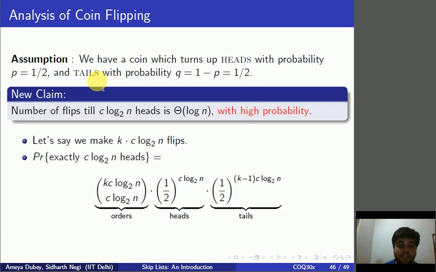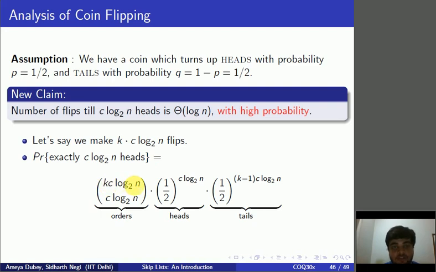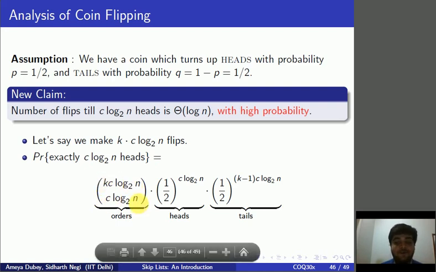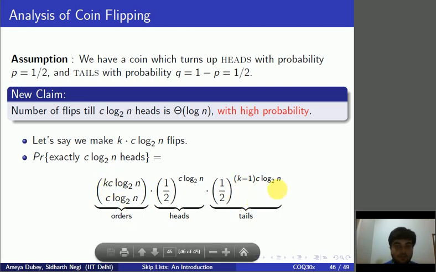Now the probability that we have exactly c log n heads is fairly easy. This particular thing represents a combination, that is, out of the k c log n flips, we need c log n heads. So this is k c log n choose c log n. We are using combinatorics here, and we multiply with the chances of c log n heads coming up and the chances of (k minus 1) c log n tails coming up. So I think that's pretty clear now.